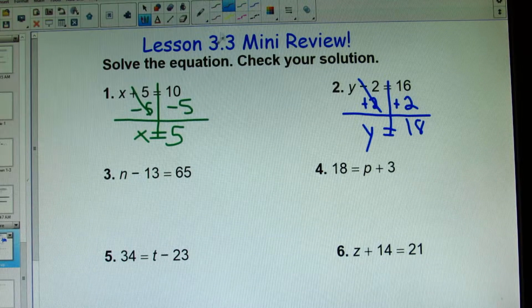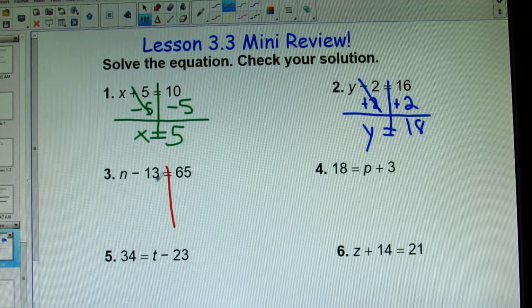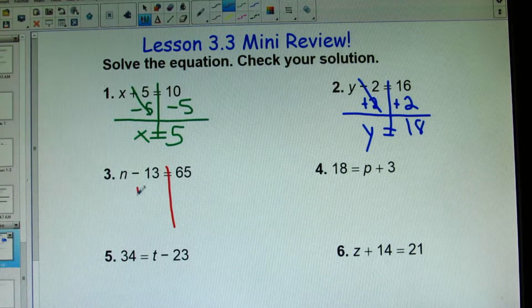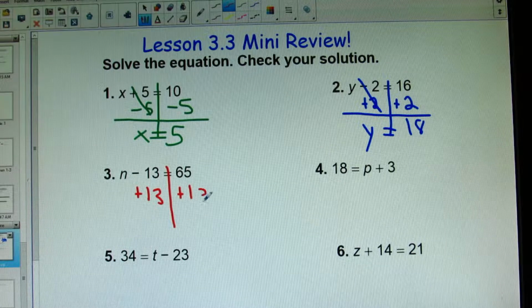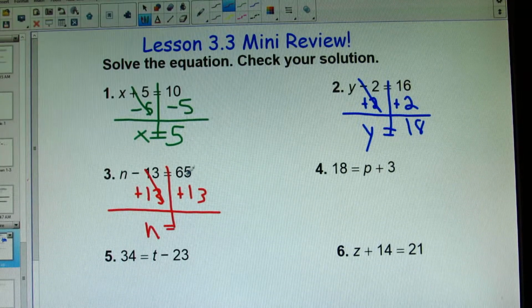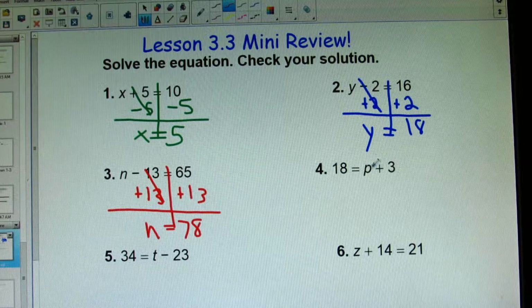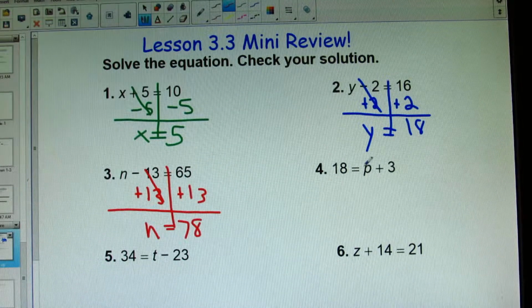Next one. Again, separating my two sides of the equal sign. This minus 13 is in my way of my variable, so I have to add 13 on both sides. If you line up your integers better, you'll be able to add better. 5 plus 3 is 8, and 6 plus 1, that's 7. N is 78.